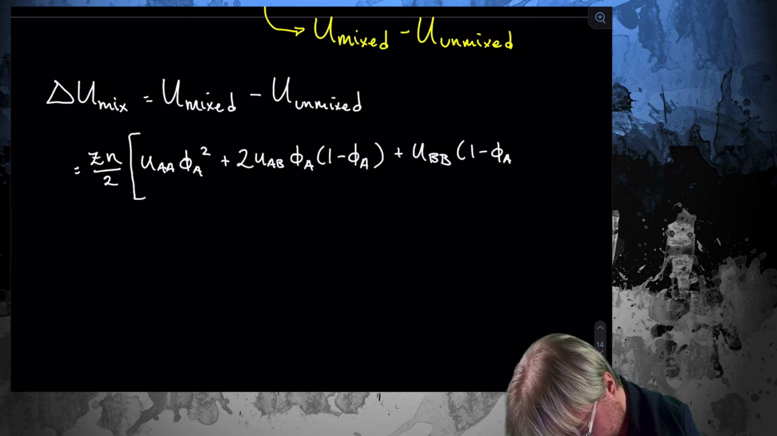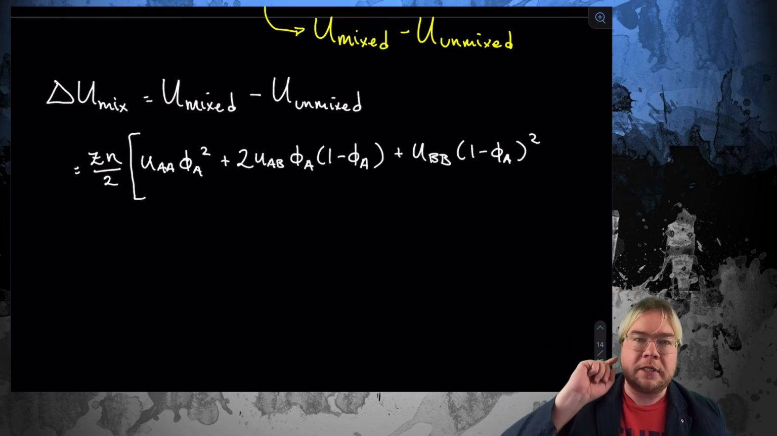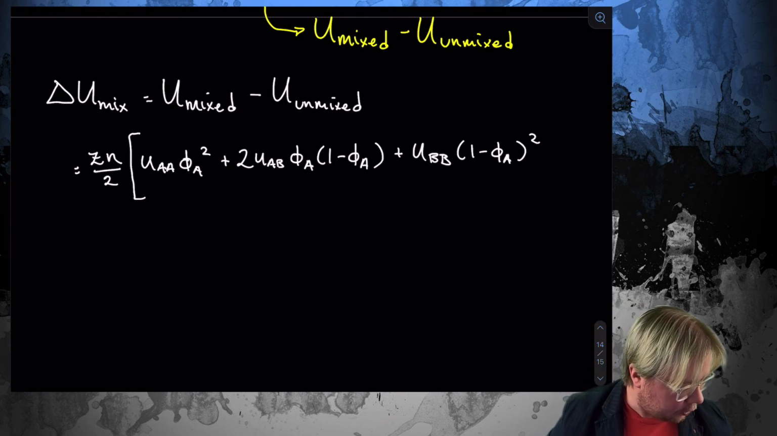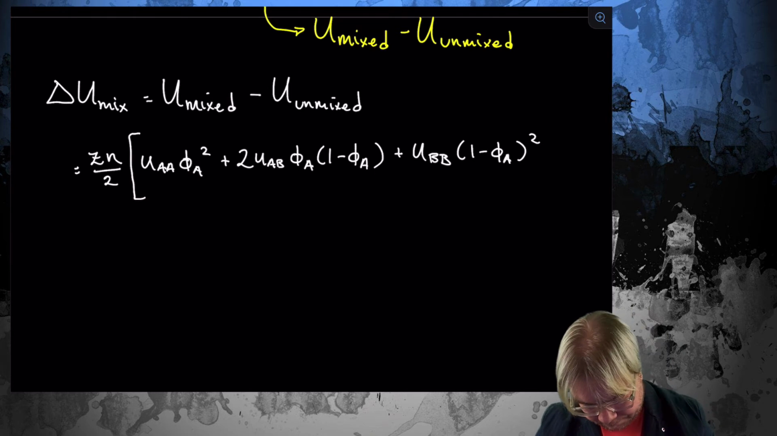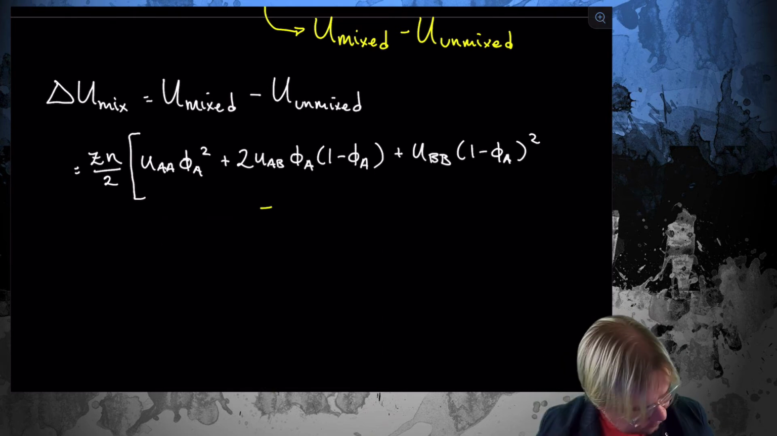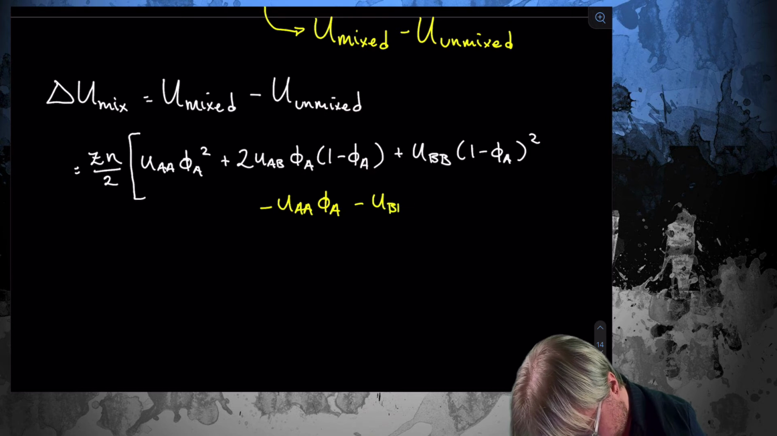phi B squared. This is the time where I miss teaching this in person, because if I make a mistake, somebody always says, hey, you forgot a minus sign, or you forgot a term. I think I got this though. All right, so that's the mixed state, and we'll subtract from that. I'll put it in a different color. The unmixed state, which is UAA times phi A minus UBB times phi B.